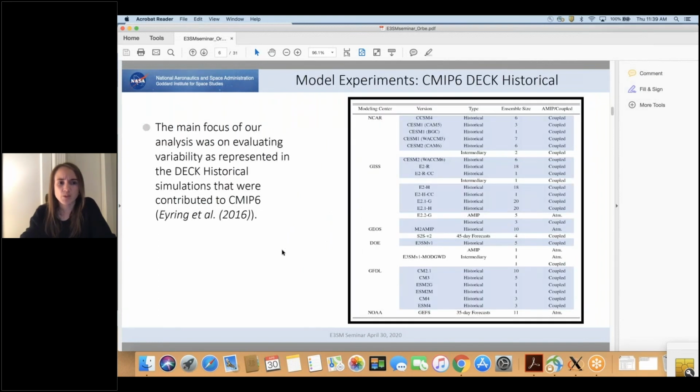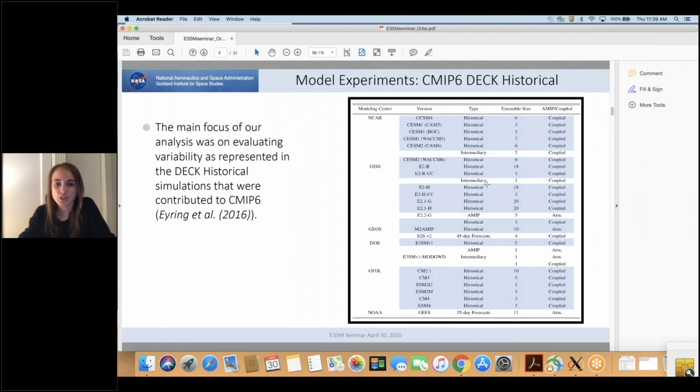So because our focus was primarily on evaluating climatic timescales, the bulk of our analysis was on submissions from these models as contributions to the CMIP6 historical deck. So the deck consisted of historical coupled atmosphere-ocean integrations, and this was not only for CMIP6, but CMIP5 as well. And so in most cases, we were able to get several ensemble members, on the order of around 5 for certain submissions.